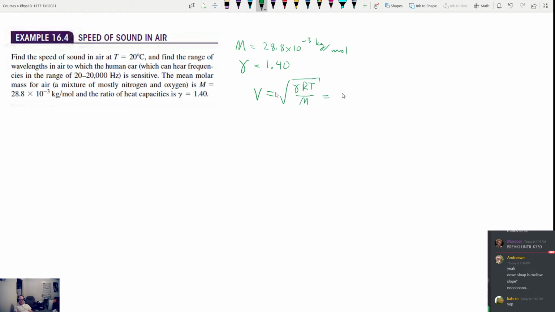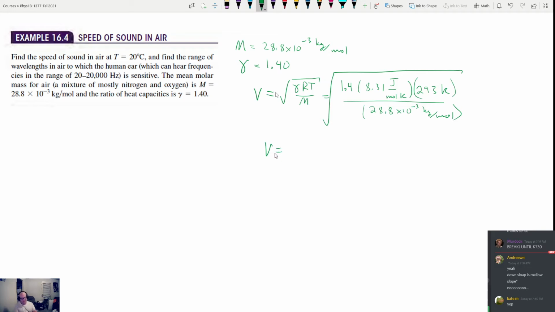So gamma is 1.4, R is 8.31, and T is temperature. This has to be absolute temperature, so for 20 degrees Celsius, we're going to kick that up to 293 Kelvin. Then divide by molar mass, which is 28.8, and then we take the square root of all that. We get V equals.